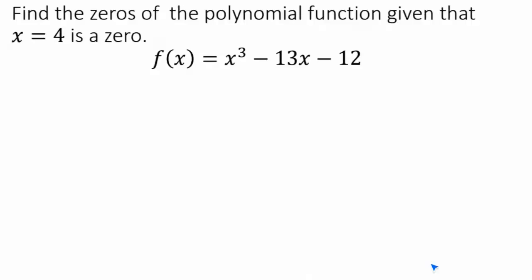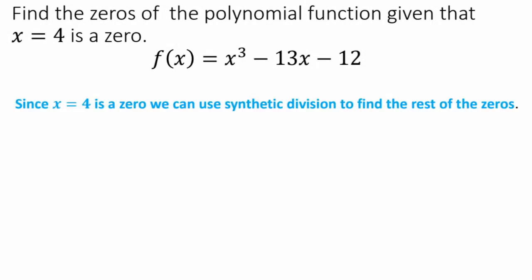So let's go ahead and find the zeros of a polynomial function. Here they're telling us that x equals 4 is a zero. So we're going to go ahead and use synthetic division, which is something we did last week.